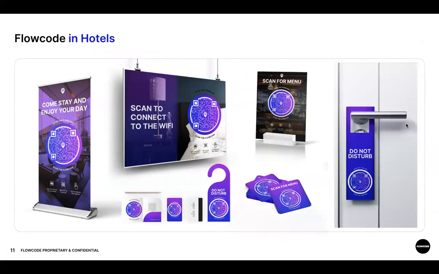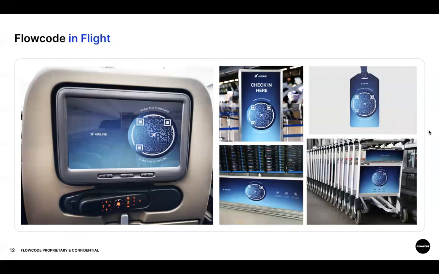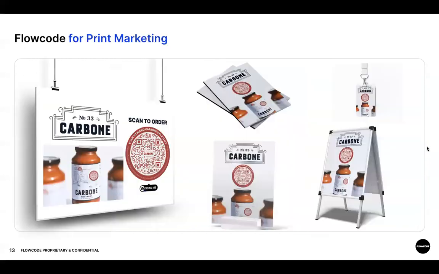Here are some examples of Flowcodes throughout the travel and hospitality industry. As you can see, there are Flowcodes on coasters, on wall or handle clings, and different banners. As well as in travel, you can put a Flowcode in the airport, on the airplane itself, on luggage tags so that people can scan and find your information or call you directly if your luggage is missing and they find it. Just so many different ways to use Flowcode in the space.